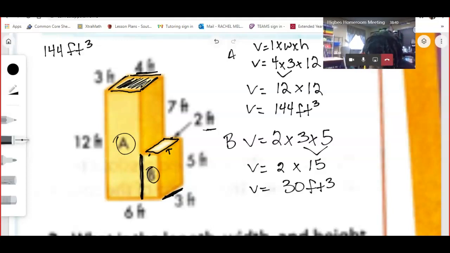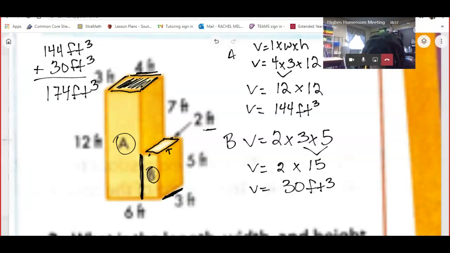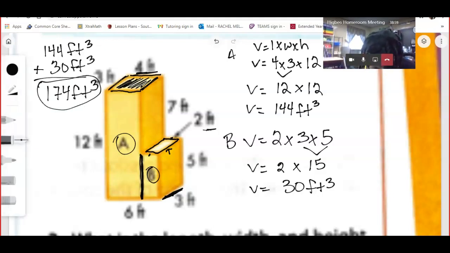Am I done? Nope. What do I need to do now? Add. So I have A up here, and here's B. And to find the whole shape, I add them all together, right? Which gives me 174. Any questions on that?